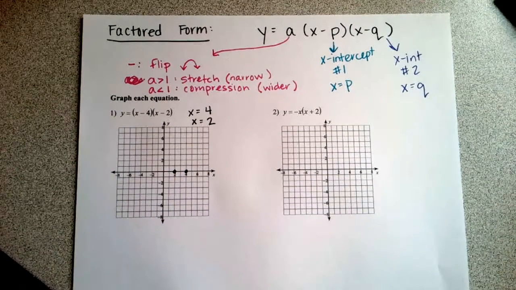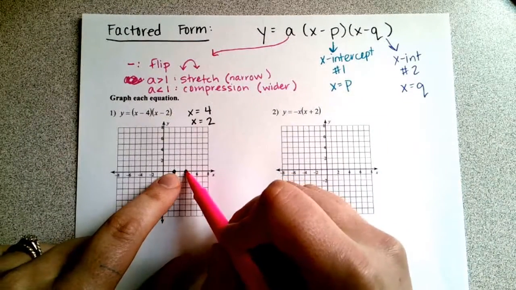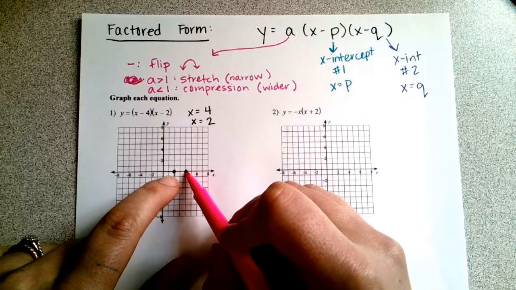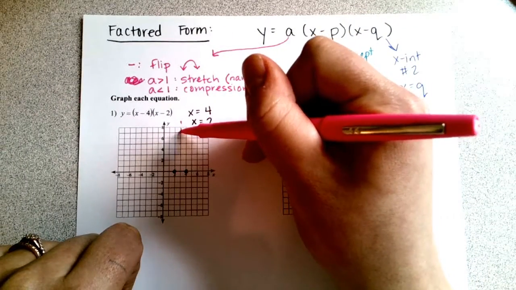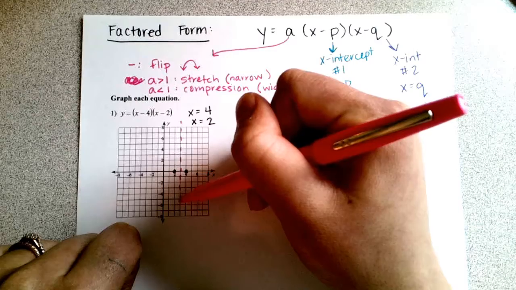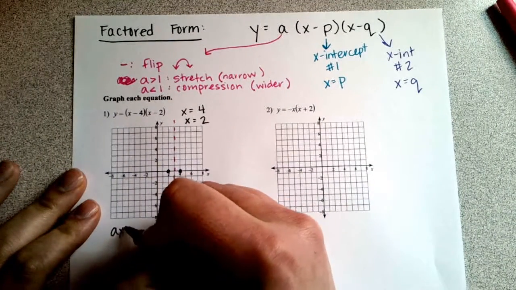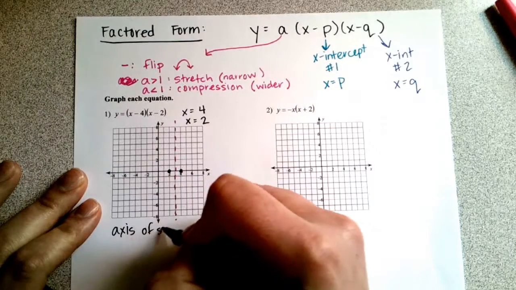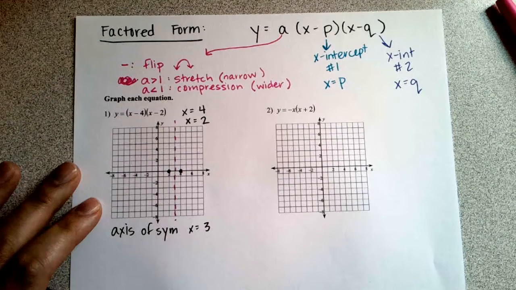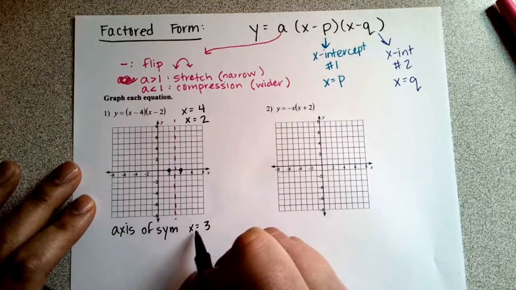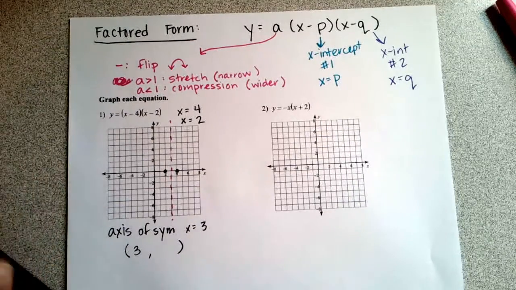But what we know about parabolas is that they're symmetric. So if we have x-intercepts at 2 and 4, we know that the vertex needs to be right in the middle of them. Right in the middle of 2 and 4 is 3. We know that that needs to be our axis of symmetry. Axis of symmetry is the equation x equals 3. So then where do we put our vertex? Well, we know how to find the vertex. We can plug in 3 to our equation and see what we get for y.